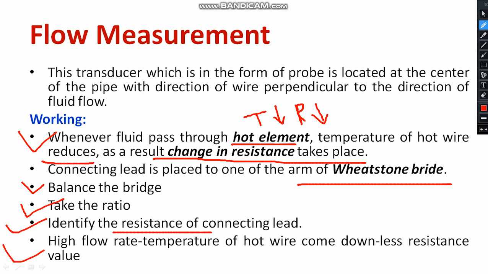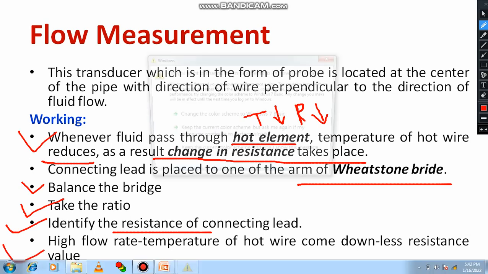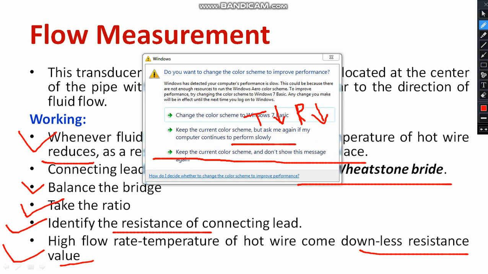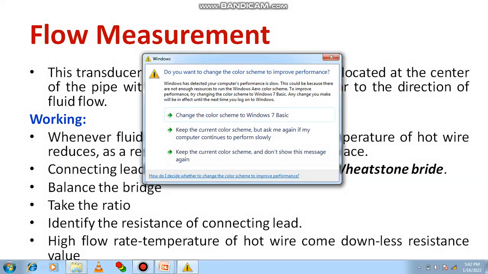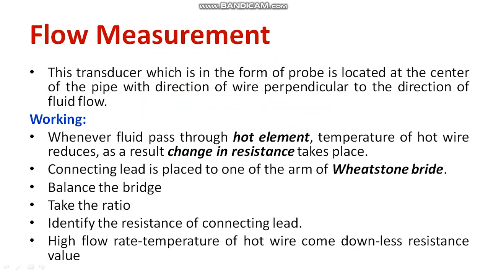At high flow rate, the temperature of the hot wire comes down, giving a lower resistance value, because as the temperature reduces, the resistance also comes down. That's the key principle that you have to understand, because we are using the platinum wire.